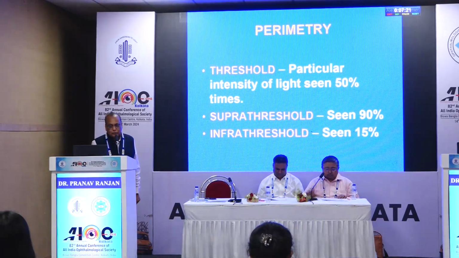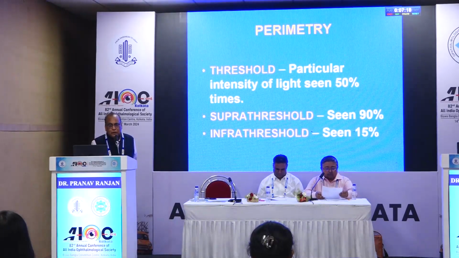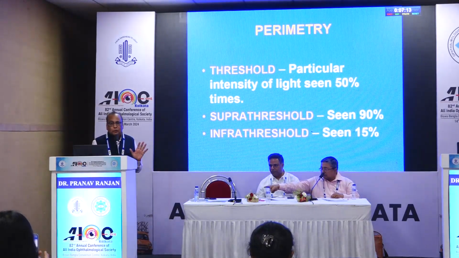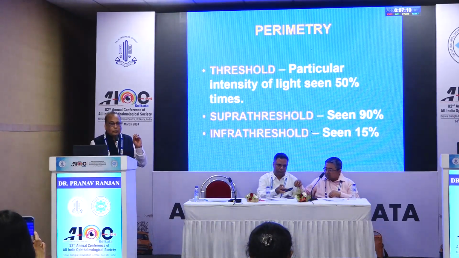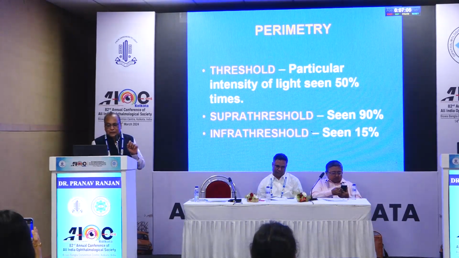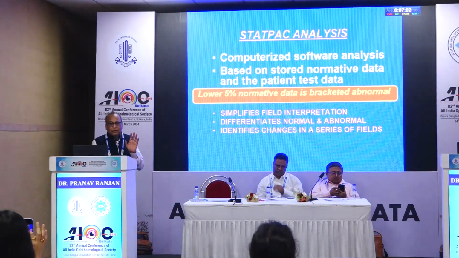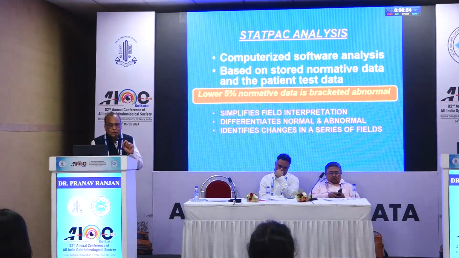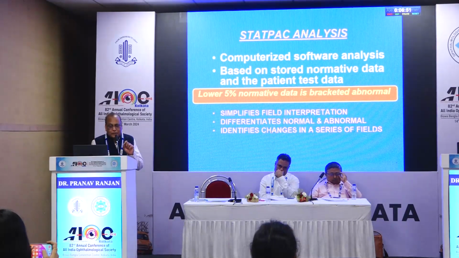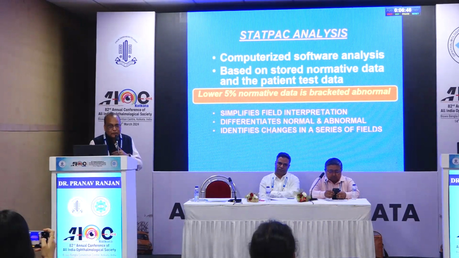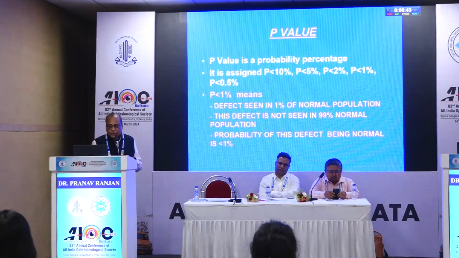Thank you, Dr. Agarwal. Perimetry, we have to consider a few facts before we go into the interpretation. We get into certain definitions like threshold. What is a threshold? It is a particular intensity of light which is seen 50% of the times. Supra threshold is seen 90% of the times, and infra threshold is seen 15% of the times. There is a STATPAC analysis which is done with the Humphrey, and it is computerized software based on normative data. The lowest 5% of normative data is bracketed as abnormal, and what we do is compare the normative data with the present data collected from the present patient.